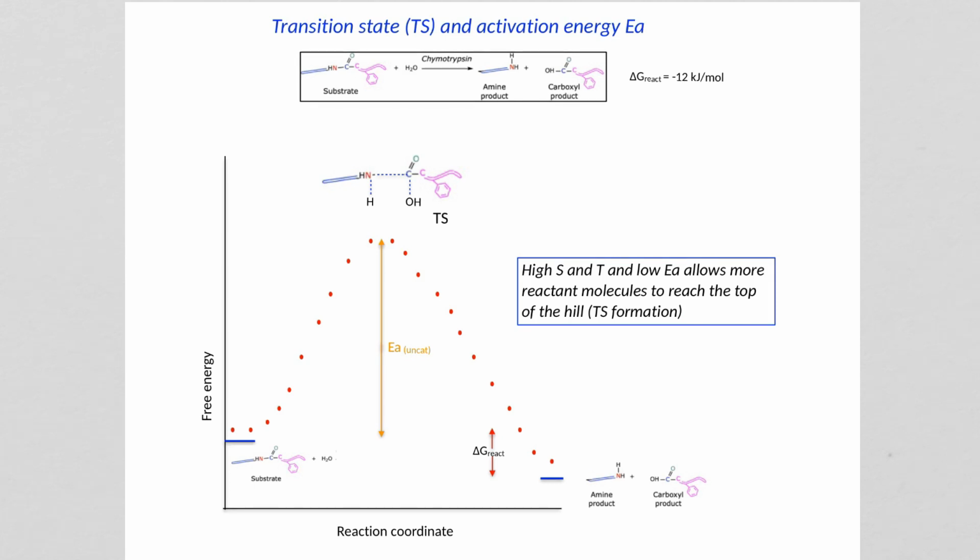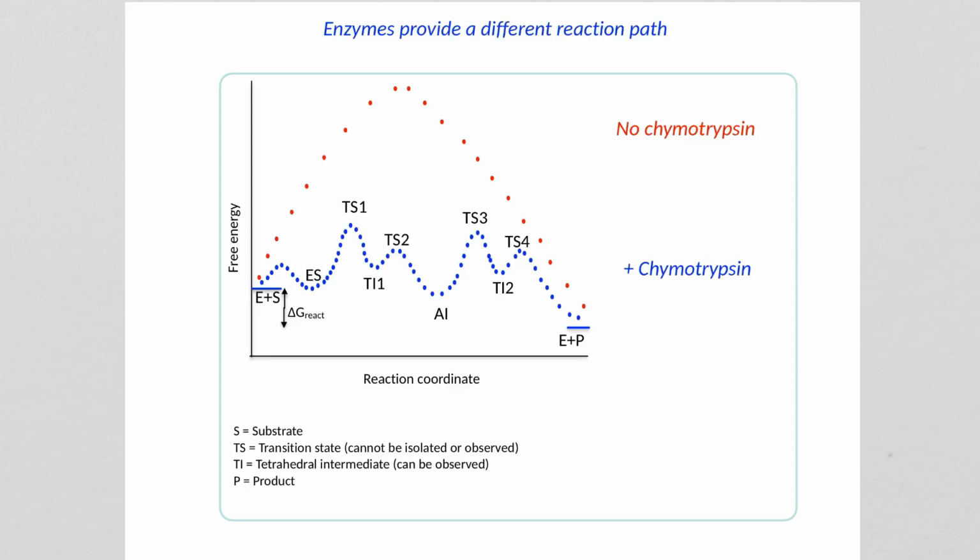So what is the strategy that enzymes use? How do enzymes make reactions go faster? Enzymes provide a different reaction path. You can see without the enzyme, the reaction goes with this transition state here and all the way down to the products. But with the enzyme, the reaction path is different.